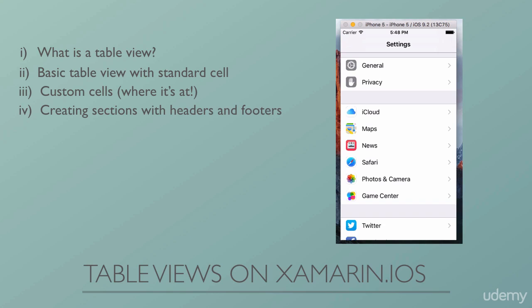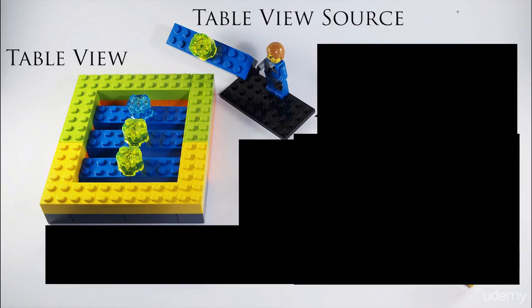We're also going to create a little index on the right-hand side, and when the user touches that index, they can navigate to certain parts of your list view according to how you've set up your sections. Finally, we're going to look at how to customize the look of those headers and footers. So let's get started.